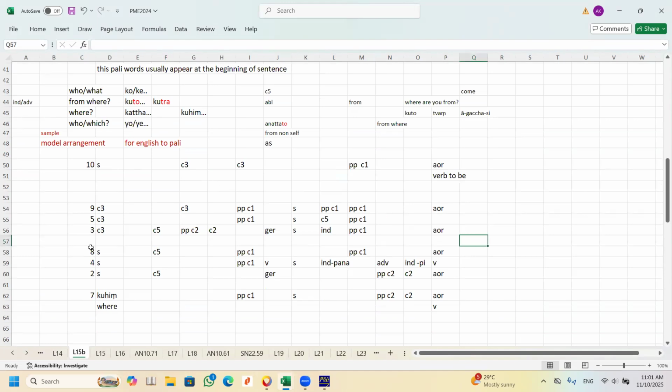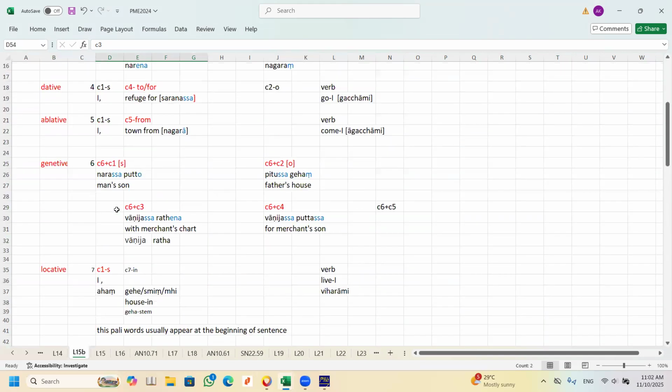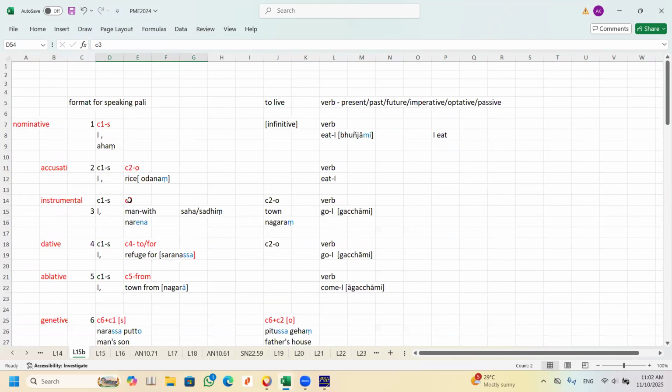You see carefully. This is lesson 15B. If you look at this, this is the mapping. You look at the mapping, can you see like this one? The instrumental case is in front. All this is passive. You see that? That means this is the same as this. This is like this, this is like this.